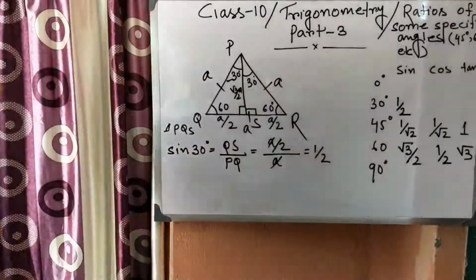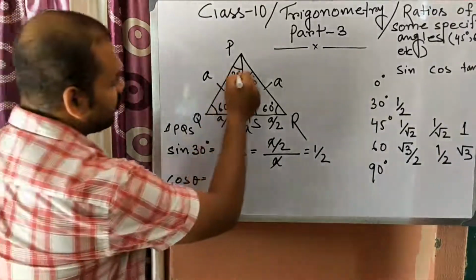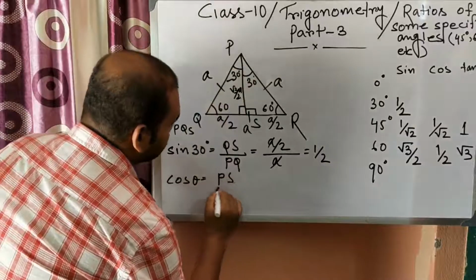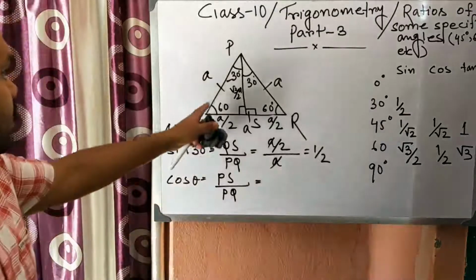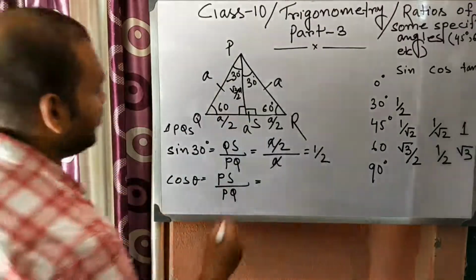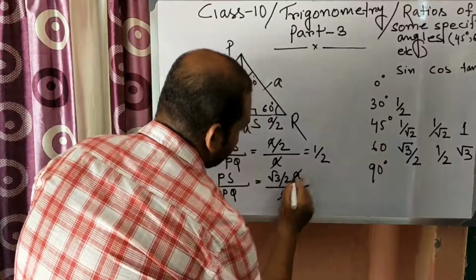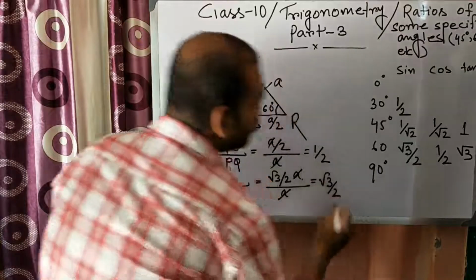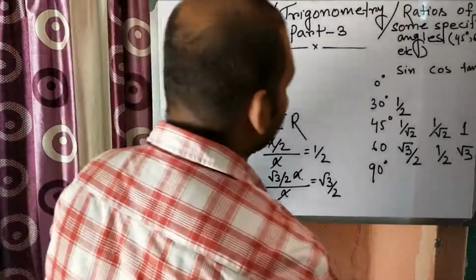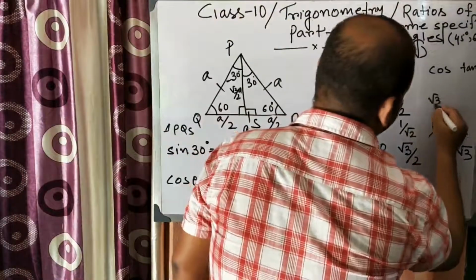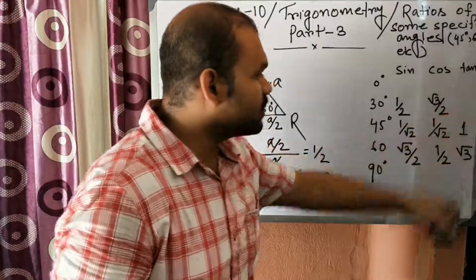Now what is the value of cos 30 degree? So cos 30 degree will be base by hypotenuse, and here for 30 degree the base is PS and the hypotenuse is PQ. So you can write down PS. What is the value of PS? PS is root 3 by 2a and the hypotenuse is a. So a cancels out, so root 3 by 2. So the value of cos 30 is root 3 by 2.